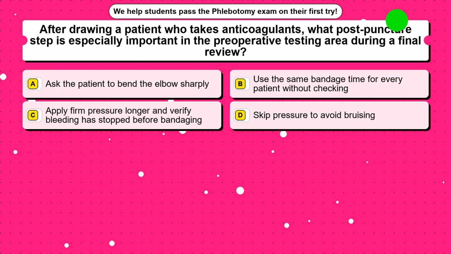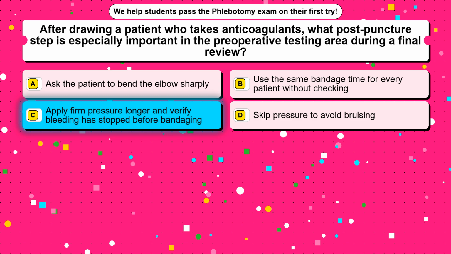Question 43. After drawing a patient who takes anticoagulants, what post-puncture step is especially important in the preoperative testing area during a final review? Option A. Ask the patient to bend the elbow sharply. Option B. Use the same bandage time for every patient without checking. Option C. Apply firm pressure longer and verify bleeding has stopped before bandaging. Option D. Skip pressure to avoid bruising. The correct answer is option C.